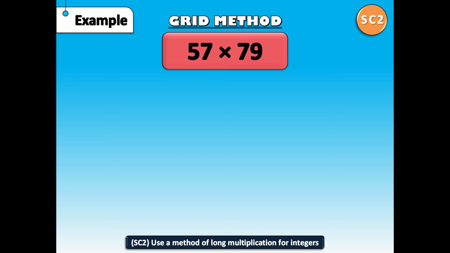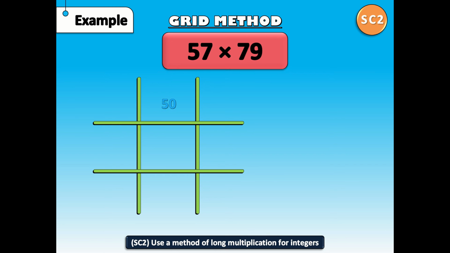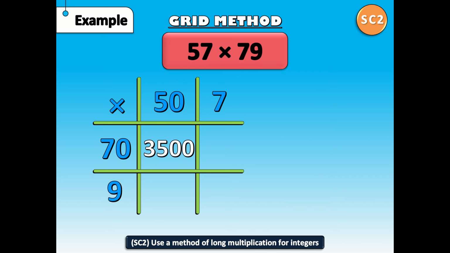Again, we're going to do the same calculation, but this time using the grid method. So I draw a grid like this, and I write 50 and 7 at the top, and at the side 70 and 9. And I'm going to times each of these numbers together. So 50 times 70 is 3,500. 70 times 7 is 490. 50 times 9 is 450. And 9 times 7 is 63.